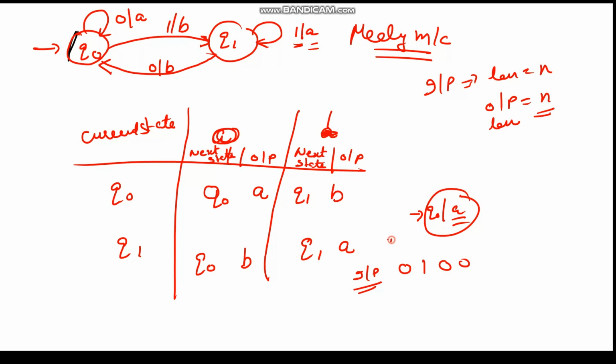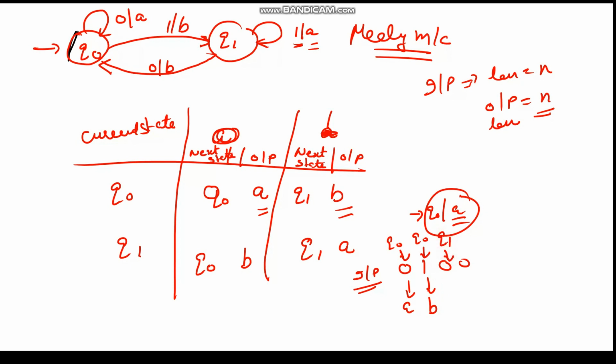The initial state is Q0. On Q0 we will supply 0. When at Q0 we supply the input 0, we will get a as output, and the next transition in that case is Q0 itself. Then on Q0 we will apply input 1, and when 1 is applied as input, in that case we will get the output b. So we will write b over here. Now the next state is Q1 in that case.